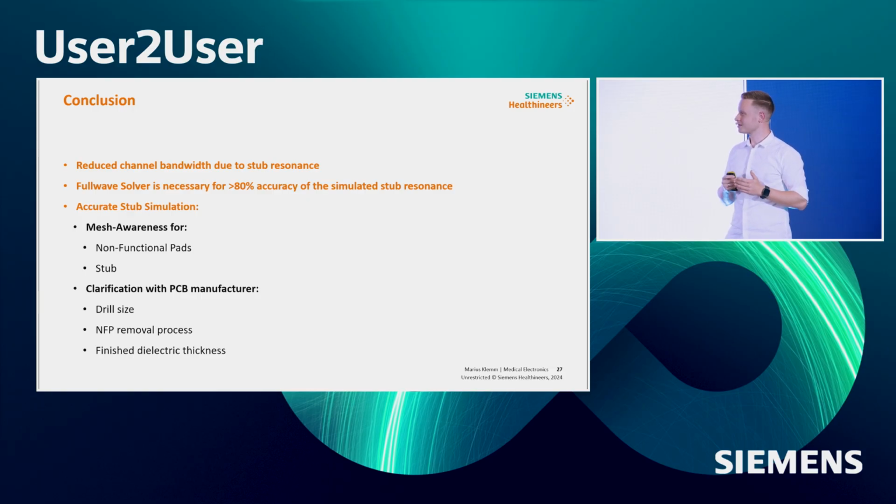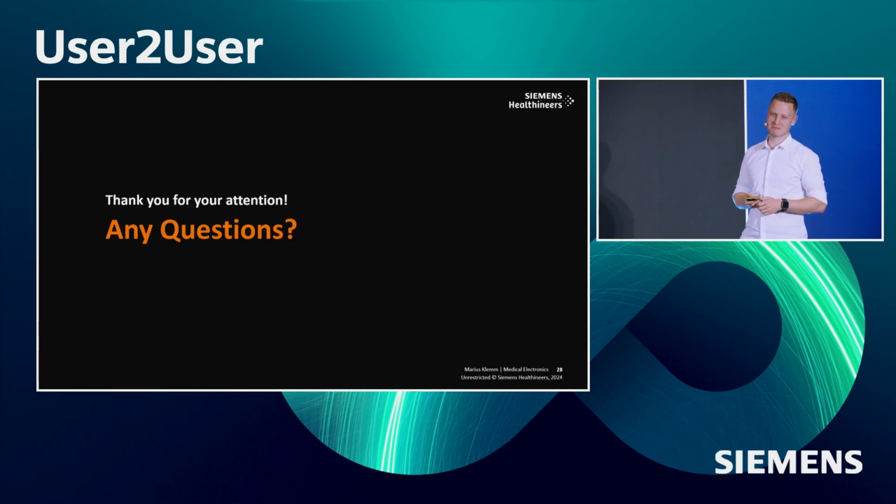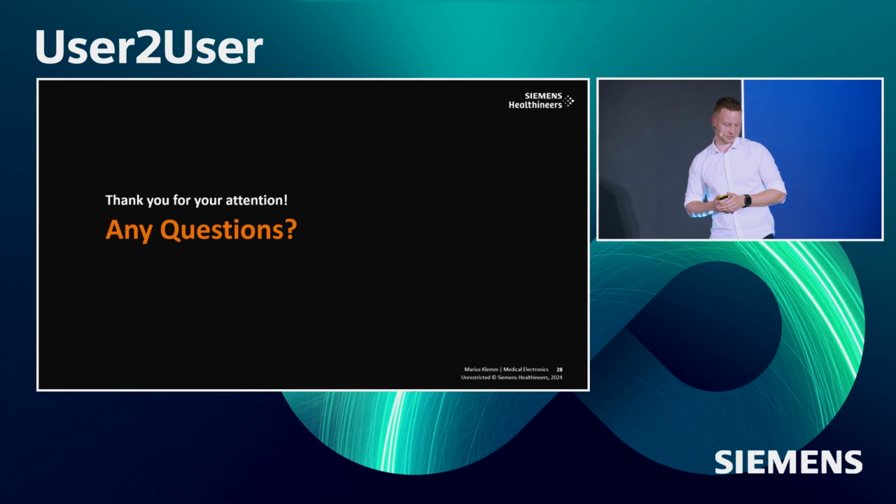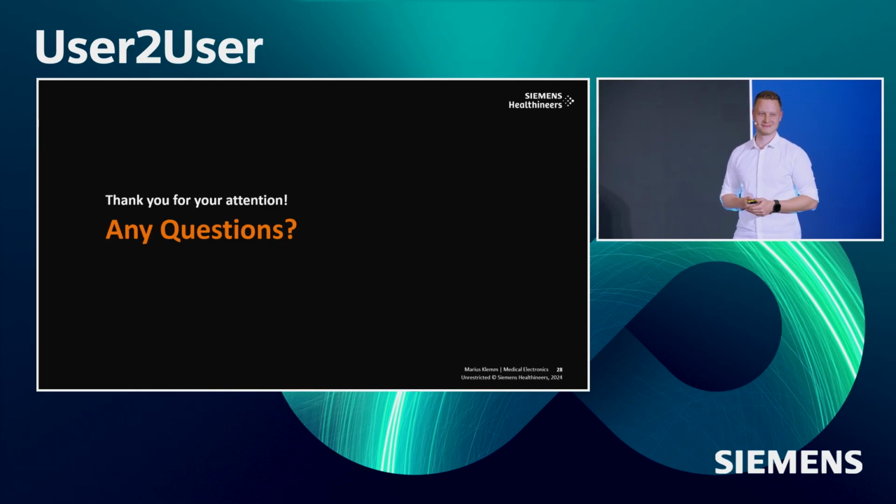And for this to get accurate, as I mentioned, you need to be aware in your mesh of non-functional pads and your drill size and the stub itself, but also have communication with your vendor and also with your design data. What are you sending? What is included? What was not included? How does he manufacture? And how is your PCB manufactured, with the pressing and all this stuff? And with this, you can create great digital twins of your PCBs. Thank you.